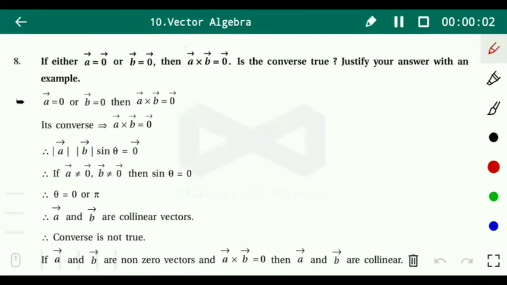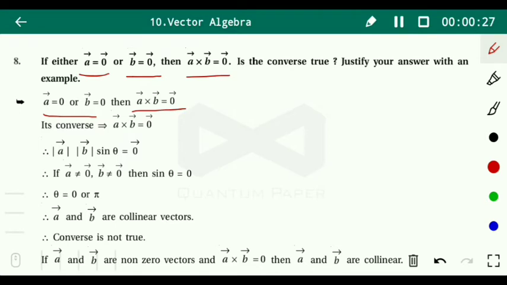Question number 8. If either vector A equal to 0 or vector B equal to 0, then vector A cross B will be 0. Is the converse true? Justify your answer with an example. So first we have to check vector A 0 or B 0. Then it is very clear vector A cross B will be 0.